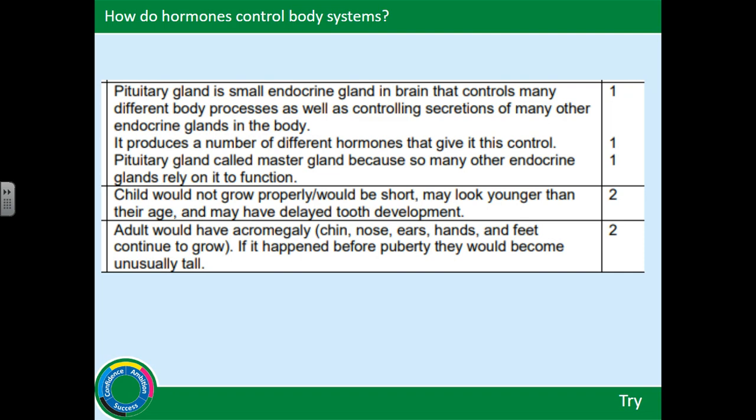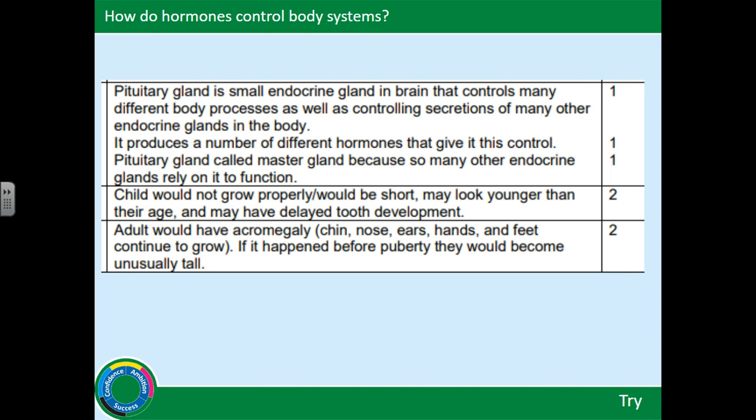So it can produce a hormone, which then goes to another gland and tells that gland to produce a hormone. It can produce different hormones that give it that control, and the pituitary gland is known as the master gland because so many other endocrine glands rely on it to function. So if the pituitary gland stopped working for whatever reason, a lot of our other glands wouldn't be able to work without it.